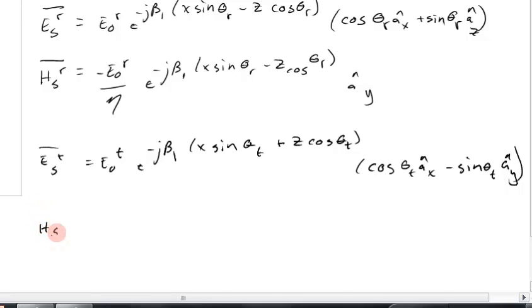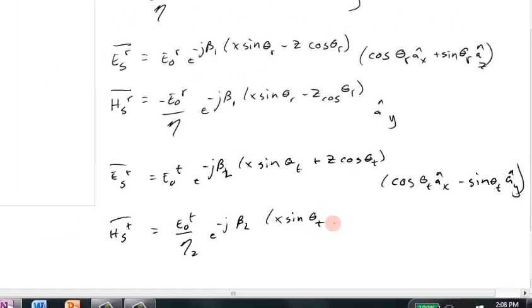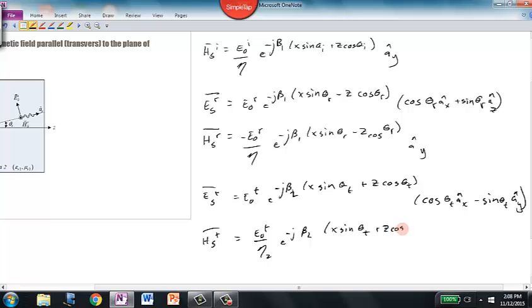And then finally, the transmitted magnetic field is equal to E0T divided by eta 2. Oops, I made a mistake here, that's beta 2. e to the minus j beta 2 x sine angle of the transmitted wave plus z cosine angle of the transmitted wave. That's pointing in the a hat y direction.